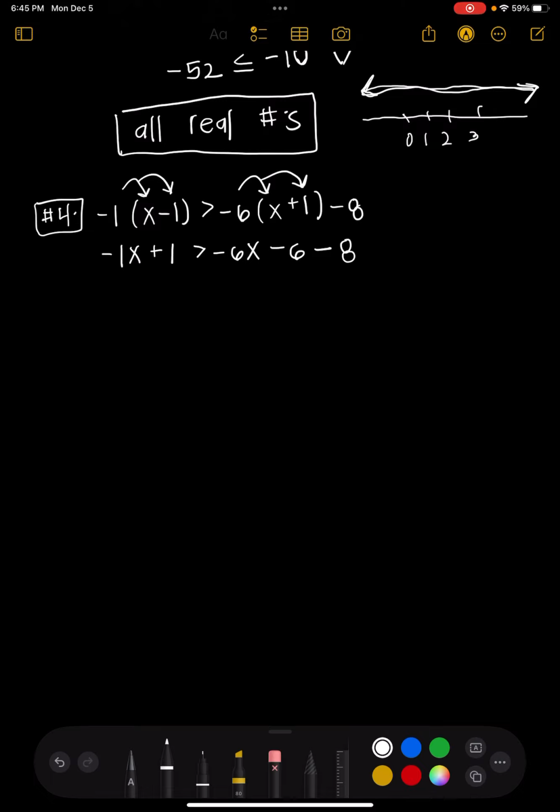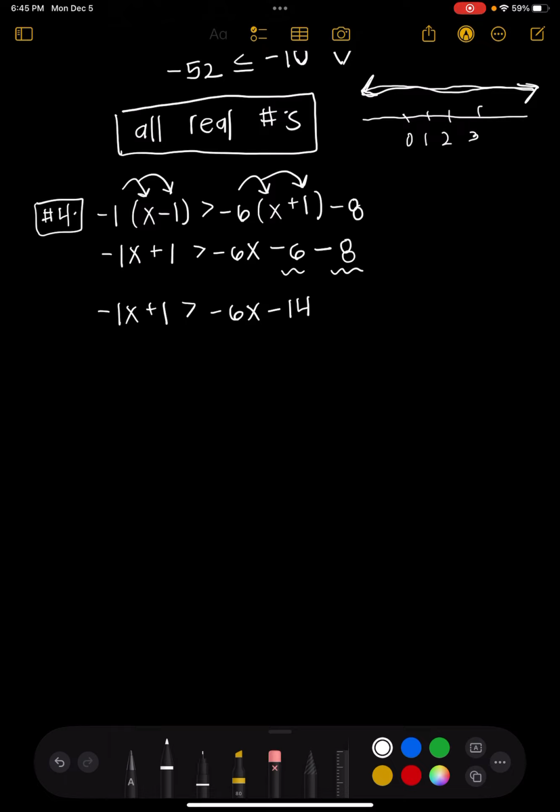There's something with an x and something without an x, so we can't combine those. But on the right side, we have a negative 6 and a negative 8. Those both don't have x's, so we can combine them. I'm just going to rewrite the left side. And then we have negative 6x, because that one didn't have a like term, and negative 6 minus 8 gives me negative 14.